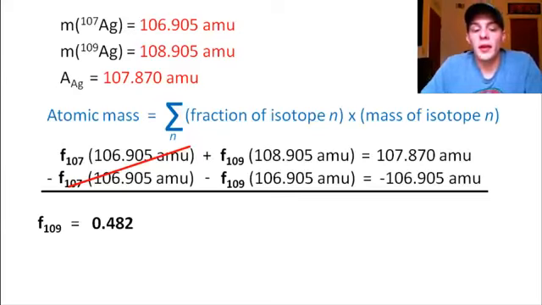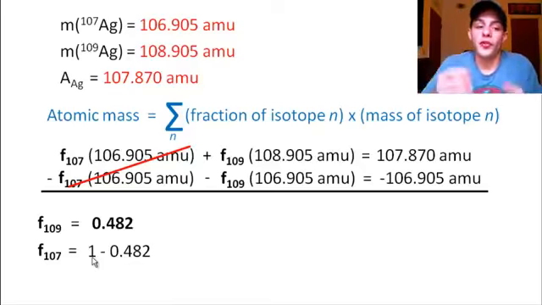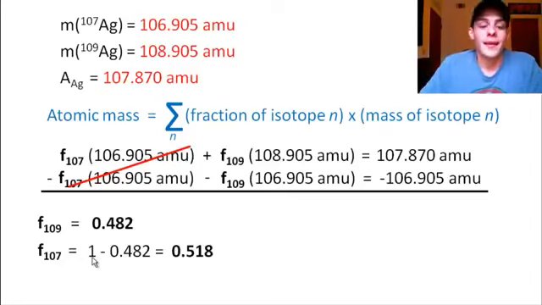So this is how you get the fraction of silver 109. And now that we have the fraction of silver 109, we can easily get the fraction of silver 107 simply by subtracting 0.482 from 1, which again is what the fractions should add up to. They should add up to the whole. So we take 1 minus 0.482, and that gives us 0.518. That is the fraction of silver 107.